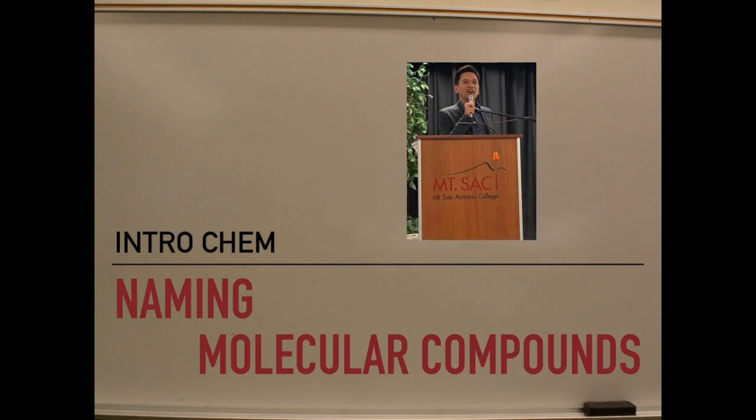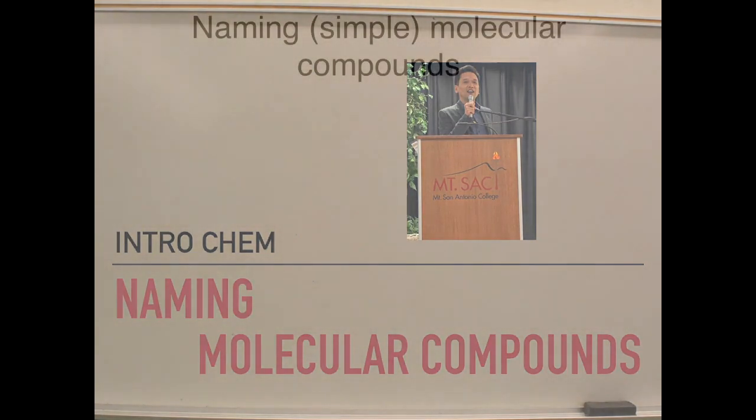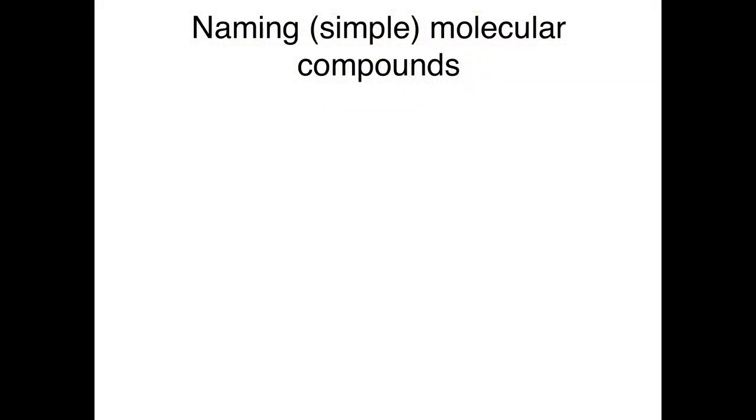Now let's take a look at how we name molecular compounds. And I put in the parentheses here, simple molecular compounds, because molecular compounds can get very complicated. We won't get into that. So for now, a simple molecule will look like this. You have one carbon and one oxygen. First off, you have to recognize this is going to be a molecular compound because both atoms are nonmetals.